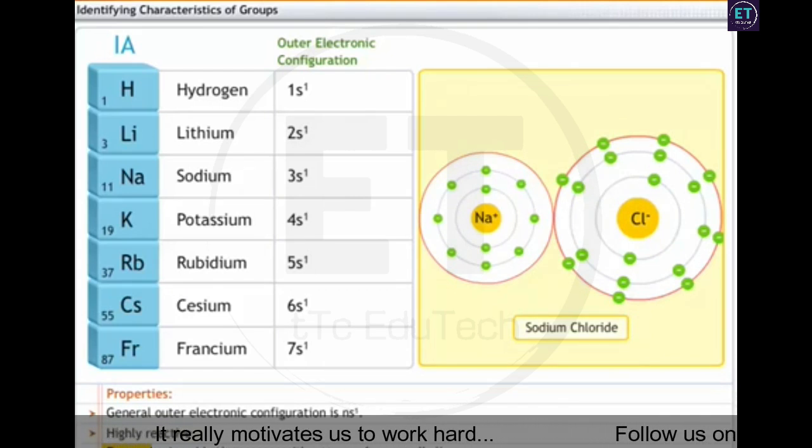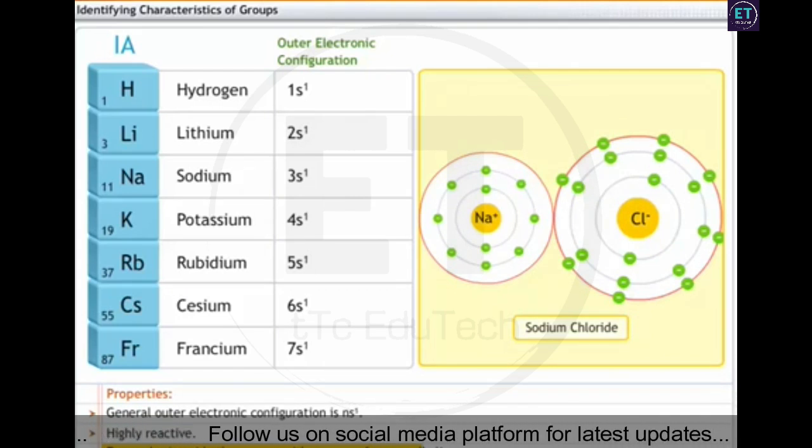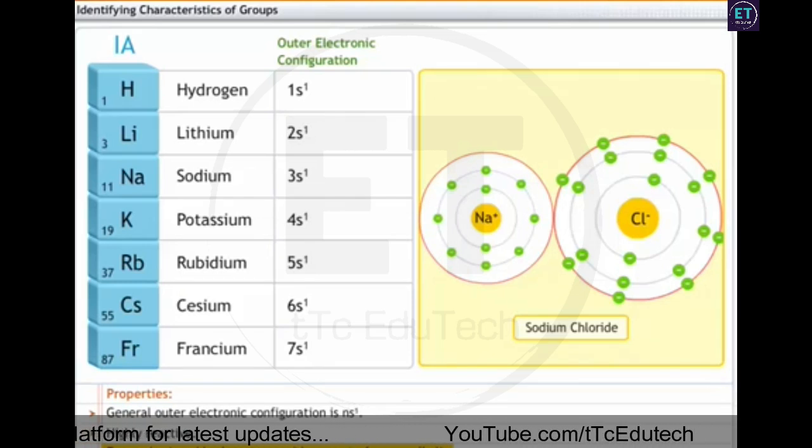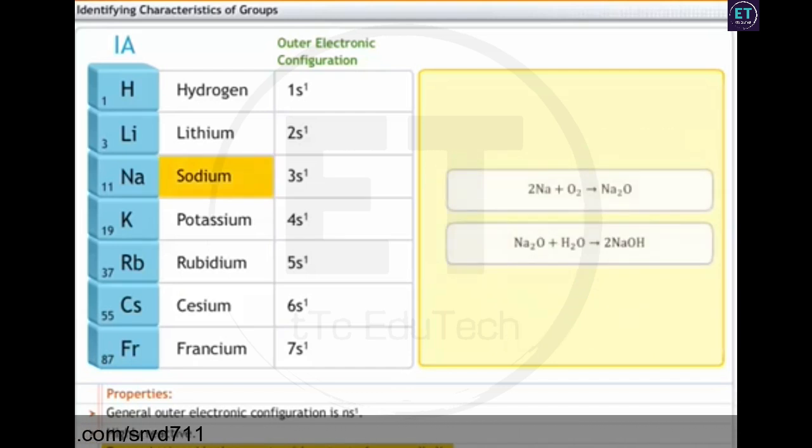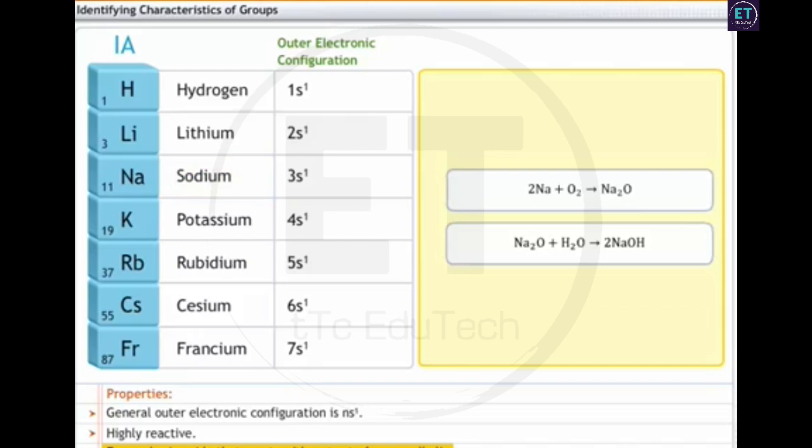All these elements form basic oxides that react with water to form alkalis. So the elements of group 1 are also known as alkali metals. For example, sodium reacts with oxygen to form sodium oxide, which then dissolves in water to form sodium hydroxide.